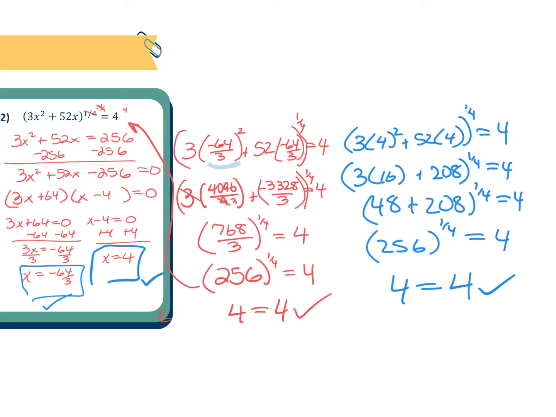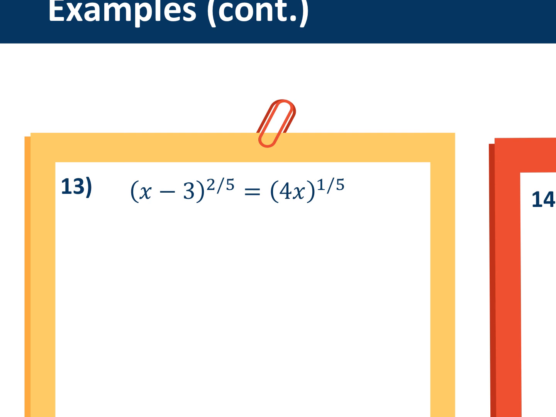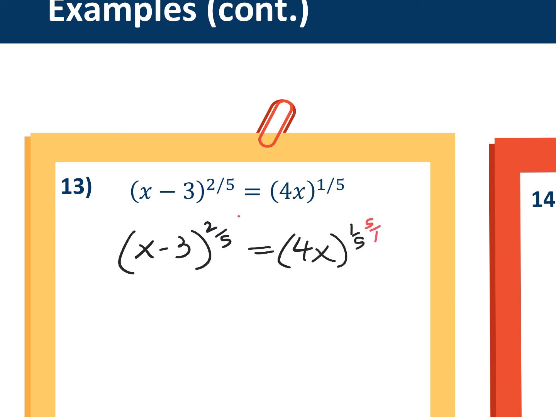The next two examples are the same thing. I'm going to be raising them to the reciprocal power. Now, notice this one, it's a little different. What I want to do is get rid of one of these first. Let me rewrite this one. I'm going to be raising both sides to the 5/1 power. So then this will cancel, this will cancel. So this becomes x minus 3 squared, and this one's just gone.